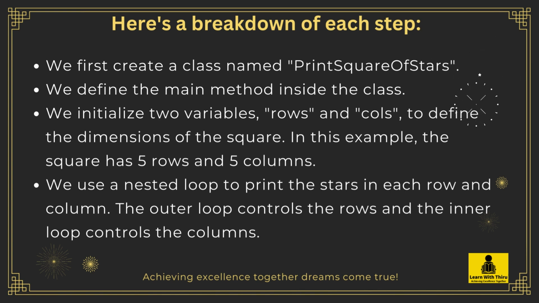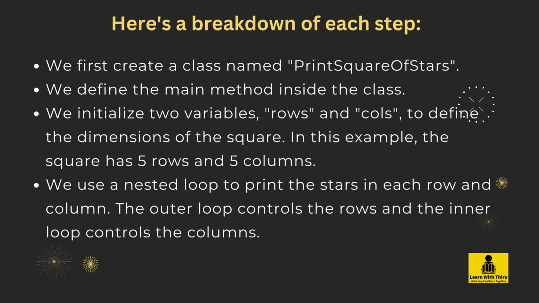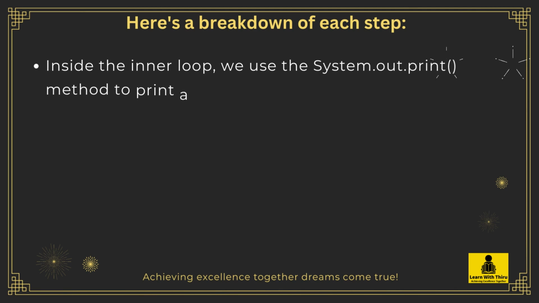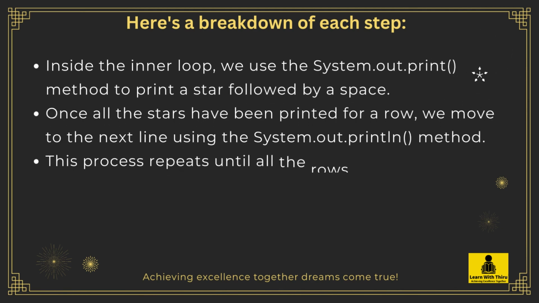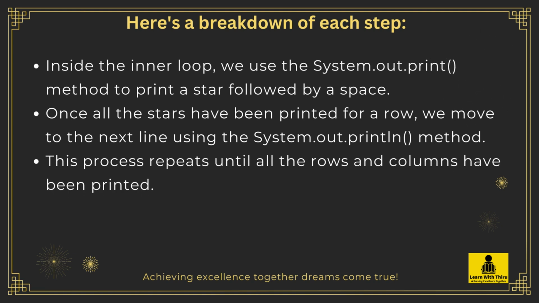We use a nested loop to print the stars in each row and column. The outer loop controls the rows and the inner loop controls the columns. Inside the inner loop, we use the System.out.print method to print a star followed by a space. Once all the stars have been printed for a row, we move to the next line using the System.out.println method. This process repeats until all the rows and columns have been printed.